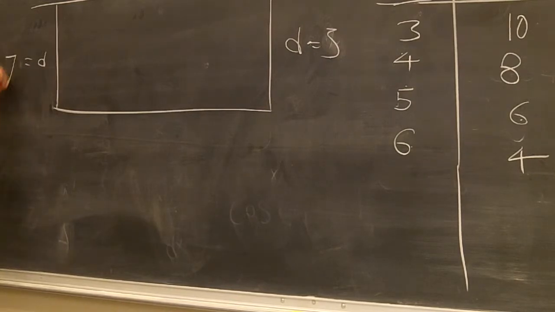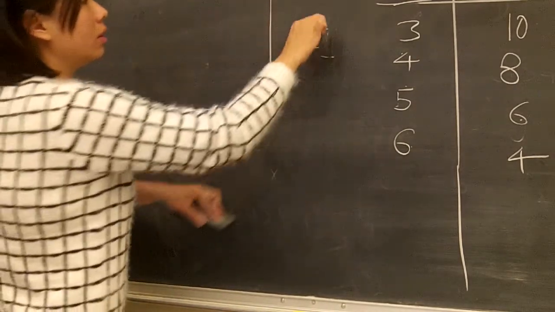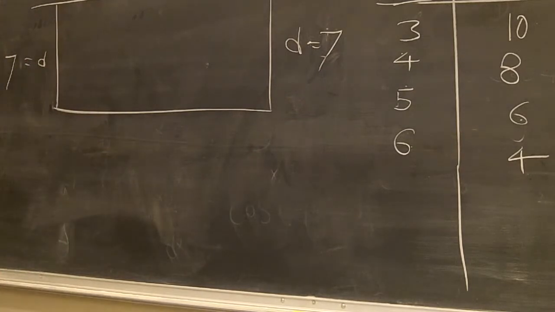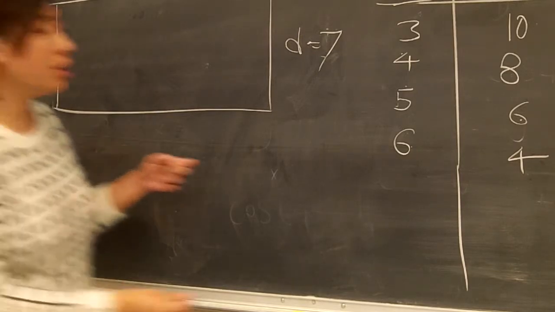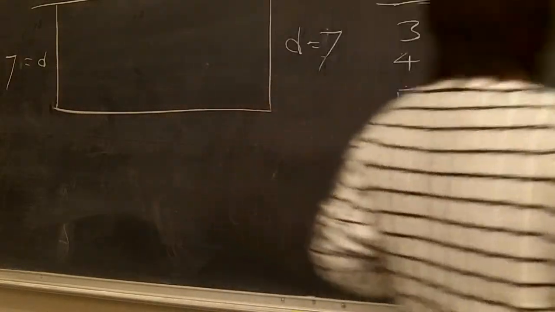What if D equals 7? Let's say 7 plus 7 plus x equals 16. What is 7 plus 7? 14. So 14 plus x equals 16. What is x? 2. Good. So 7, 2. Then what is the area?